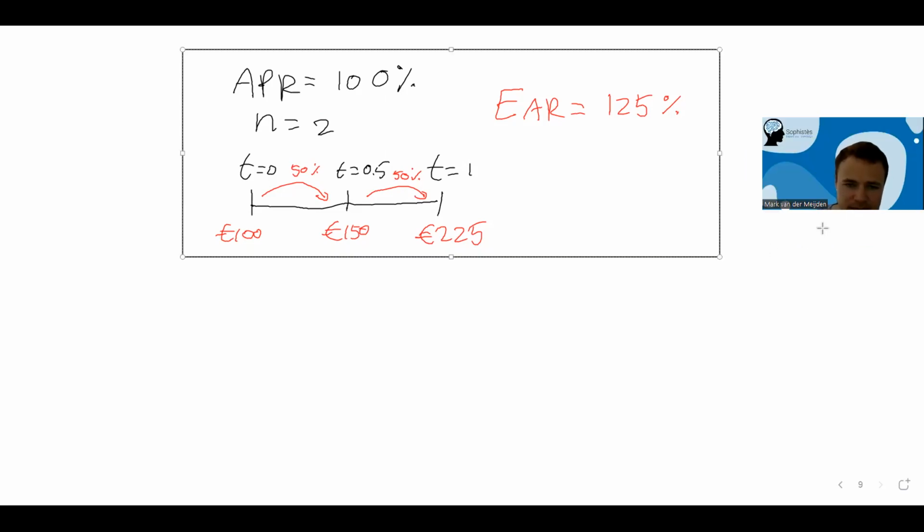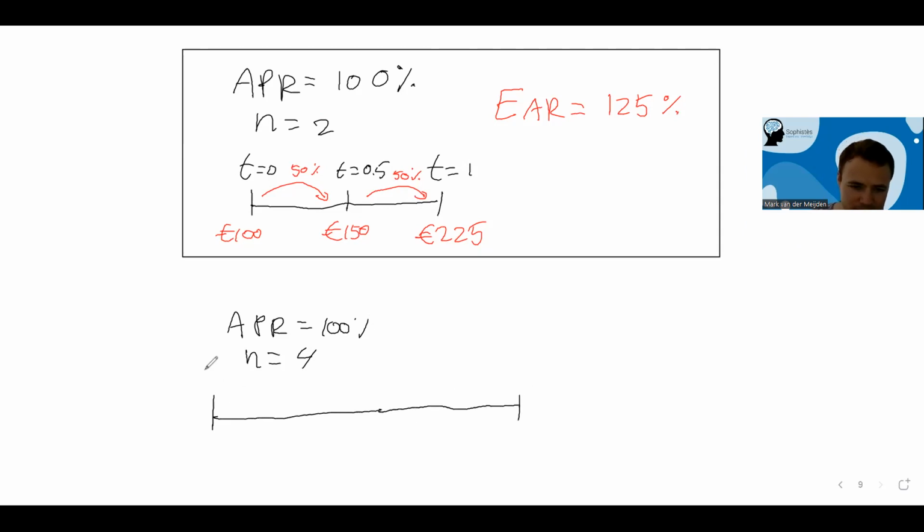Let's do it a bit differently. Let's say I get the APR of 100%. But now the interest is paid out quarterly. So it gets paid out 4 times a year. So same sketch. I have to make it a bit longer, else it will not fit.